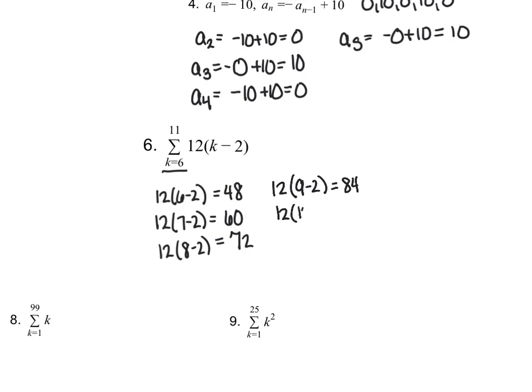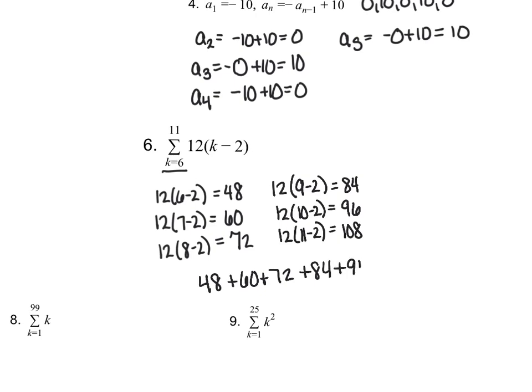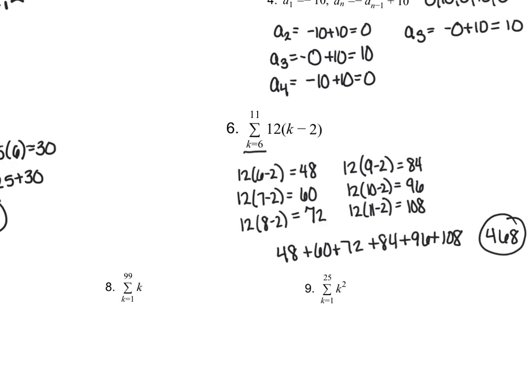Next one's going to be 12 times 10 minus 2, which is 12 times 8, which is 96. And the last one's going to be 12 times 11 minus 2, which is 12 times 9, and that is 108. So our last step is to add all of these together: 48 plus 60 plus 72 plus 84 plus 96 plus 108. In my calculator, I add all these together, which equals 468.